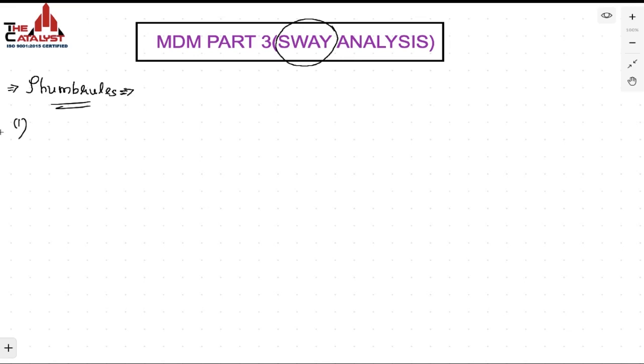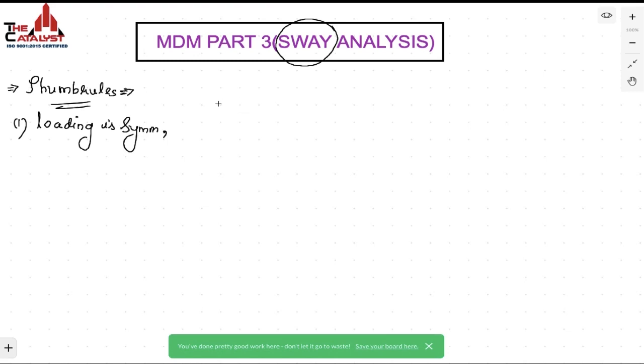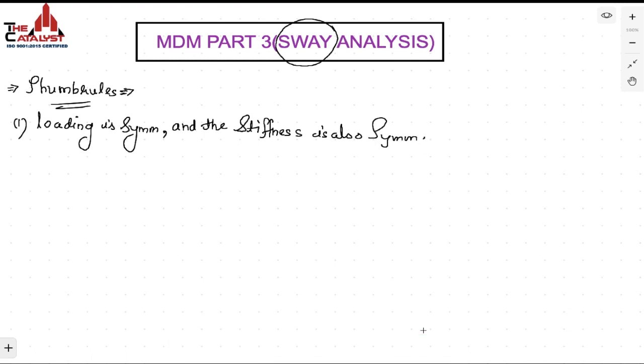First of all, if the loading is symmetrical about the central line, obviously, and the stiffness is also symmetrical, that is, the stiffness should be the same at both places. For example, what is stiffness? Stiffness is rigidity upon the length.